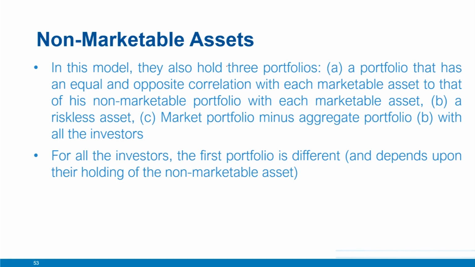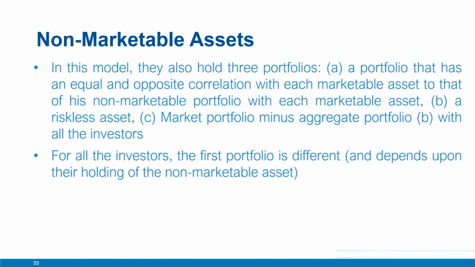Out of these three portfolios, the first portfolio is a unique mutual fund which has a composition with a negative and equal in magnitude correlation or covariance with each of the marketable asset in the economy, with that this marketable asset has with their individual investor's non-marketable asset. So essentially this mutual fund or this portfolio security is there to diversify the risk of their non-marketable asset as much as possible. The remaining two portfolios are same for all the investors.